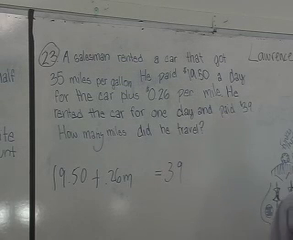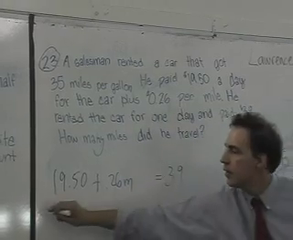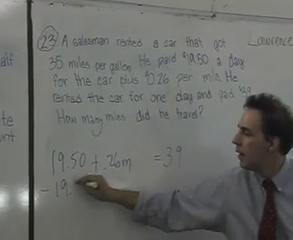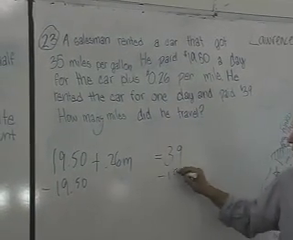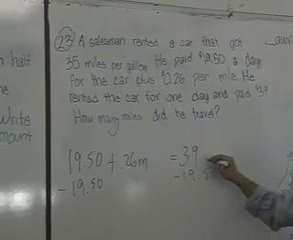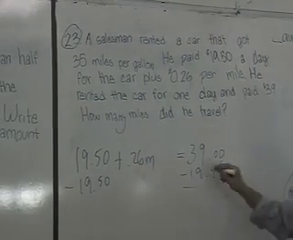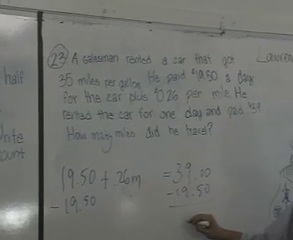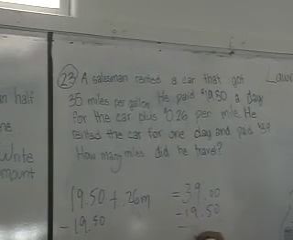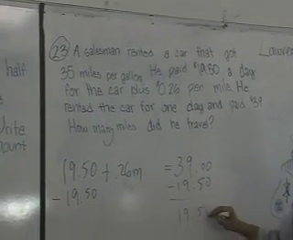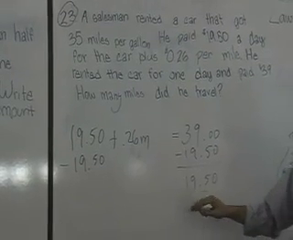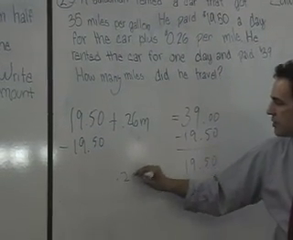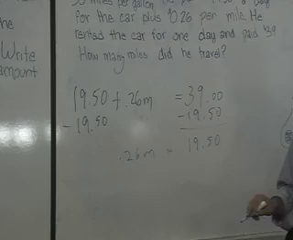Set it up. Yes, Charlie? Subtracting 19.50 from the 39. What do we get with that? You get $19.50. We get 19.50. And then we've got 0.26m equals 19.50.